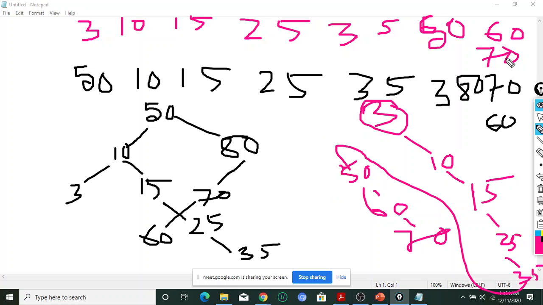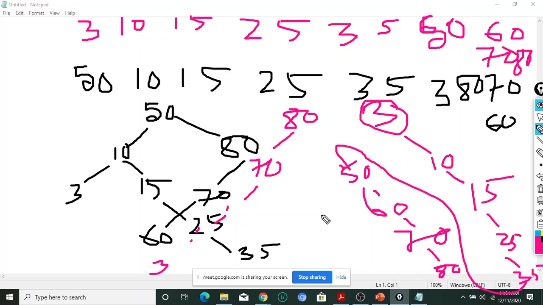If I change the order, 70 first, then what will happen? Oh, 80 is also there, so the last node is 80. And if I change the order, for example, 80 is the first node, so I will get a left heavy tree, right? 80 is the first node, then 70. In this way we will get 3. Yes or no?